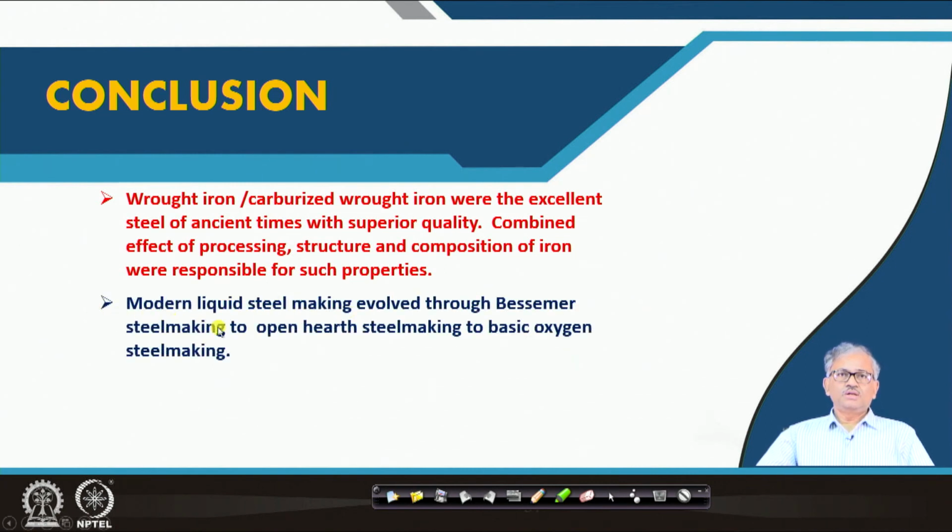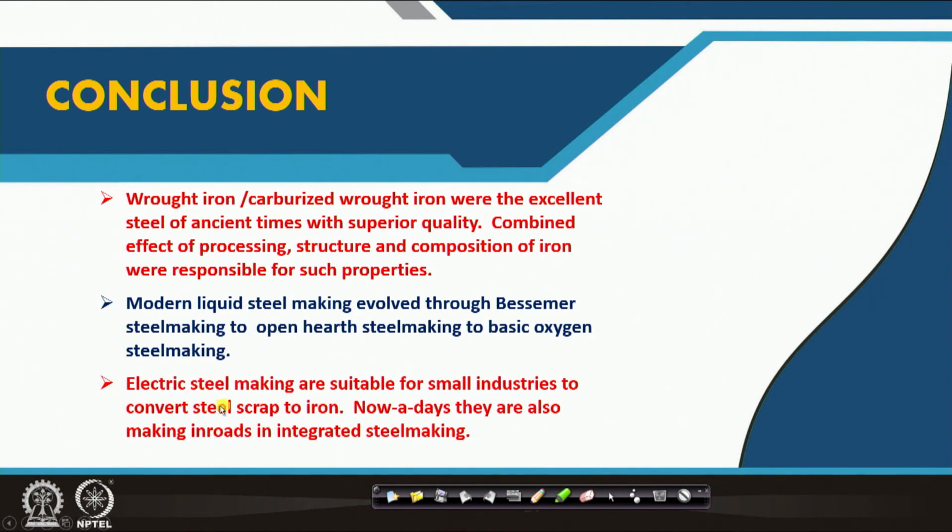Modern liquid steel making evolved through the Bessemer to open hearth to basic oxygen steel making and electric arc steel making also. The electric steel making routes are suitable for small industry to convert scrap to liquid steel, basically scrap to steel. Nowadays, they are also making inroads into integrated steel making, as I said, because now bigger electric arc furnaces are coming, and they have flexibility in the raw material. They can take any proportion of liquid steel with the cold charges. That is the most advantage. And cold charges are scrap. It can be DRI nowadays. So this is a very brief history, and thank you very much.